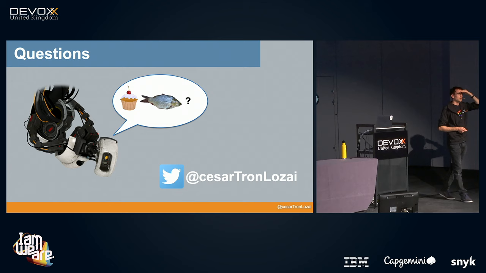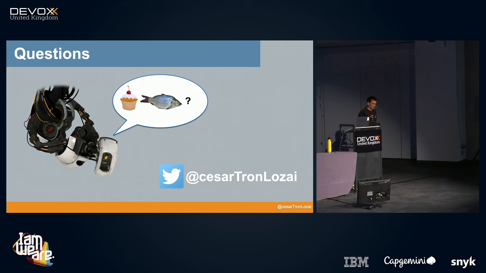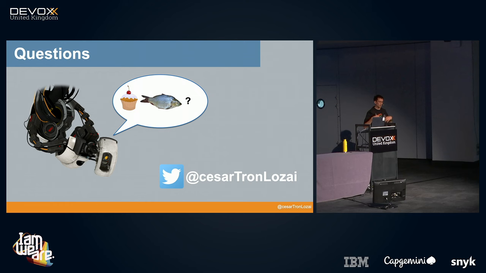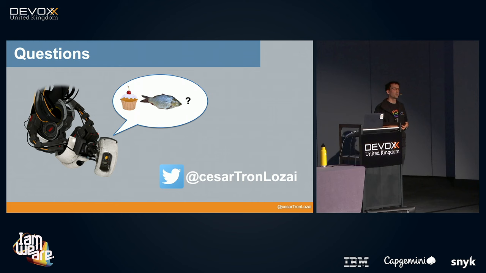So the question is, how do I see Arrow in this picture? I think it's very interesting. Arrow is a library that was written for Kotlin to bring all of this advanced functional programming. I haven't used it in my day-to-day job in production. I've played with it, and I really like it.